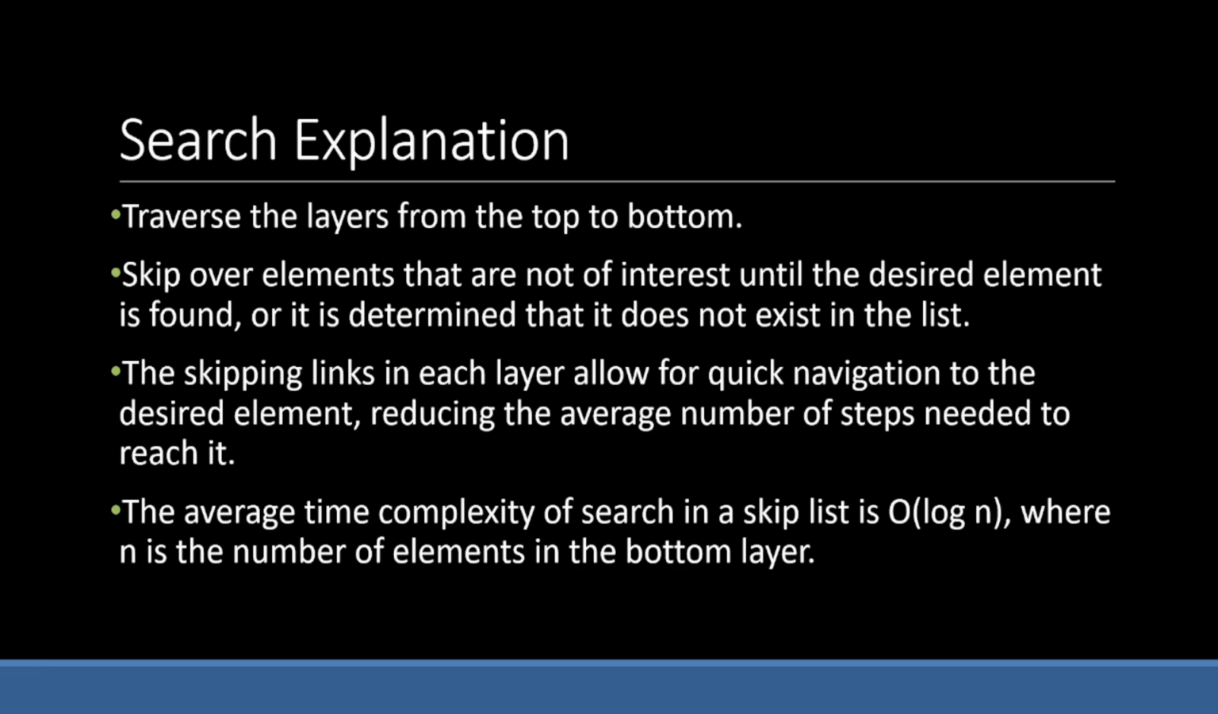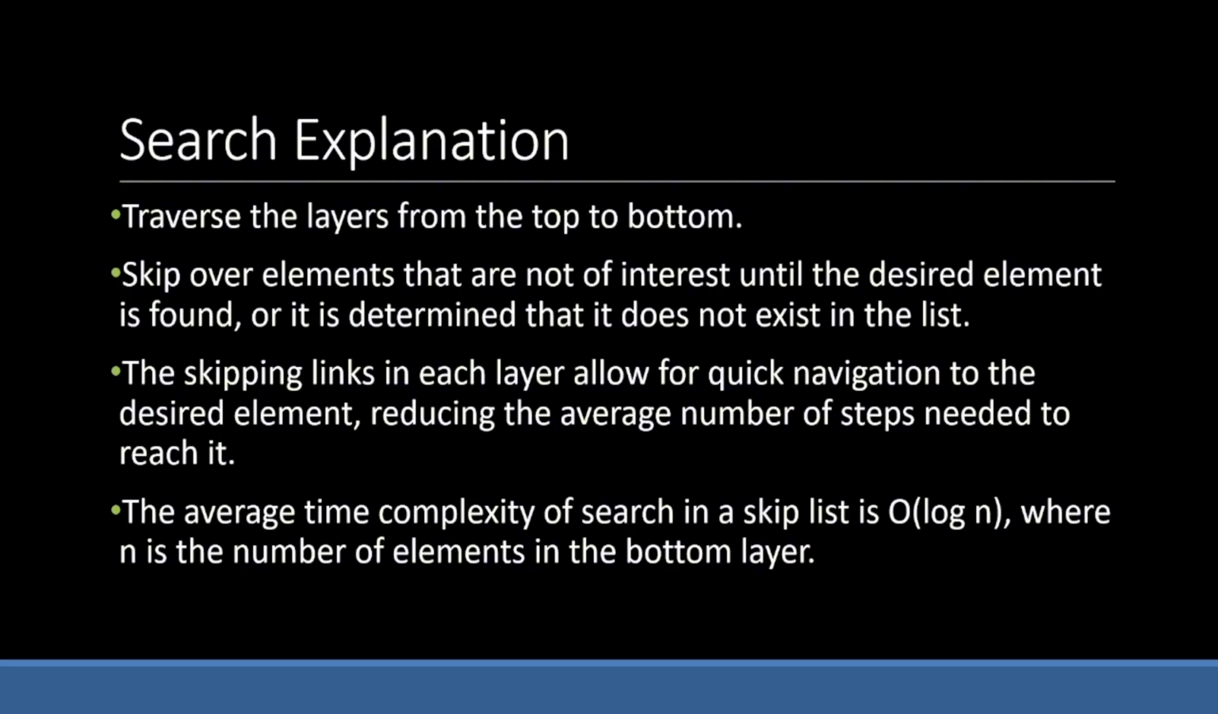Okay, next let's talk about operations like search, insert, and deletion. First, let's talk about the search operation. How the search operation works is we traverse the layers from top to bottom, skipping through the nodes until the next node is greater than the node we're searching for. If the next node is greater, we go to the layer below until we find the desired element. The average time complexity for the search operation is O(log n), where n is the number of elements in the bottom layer.